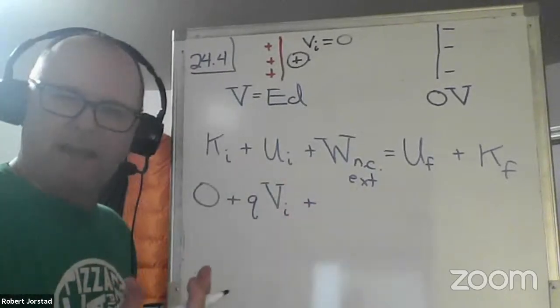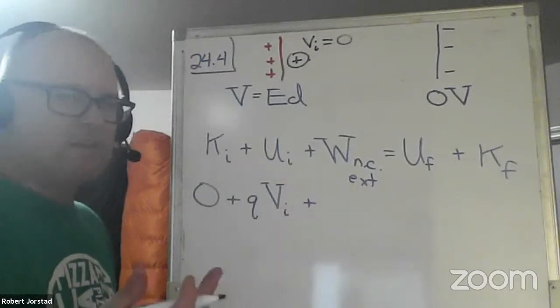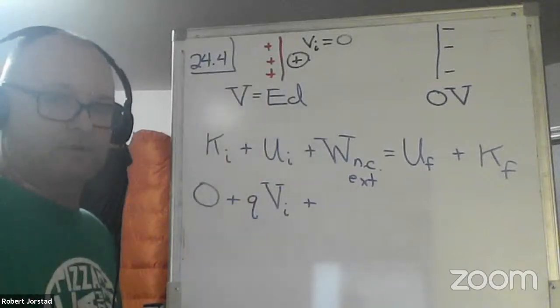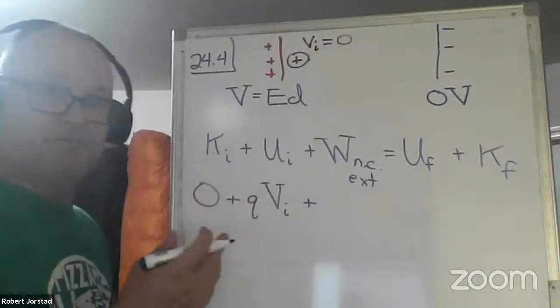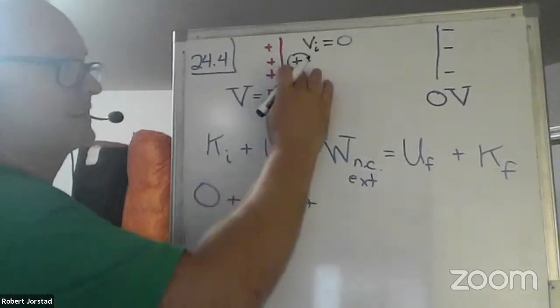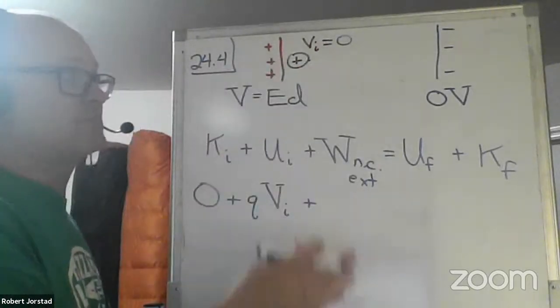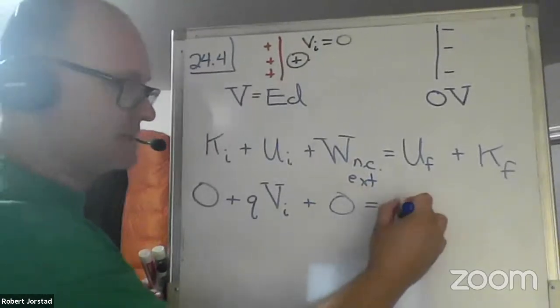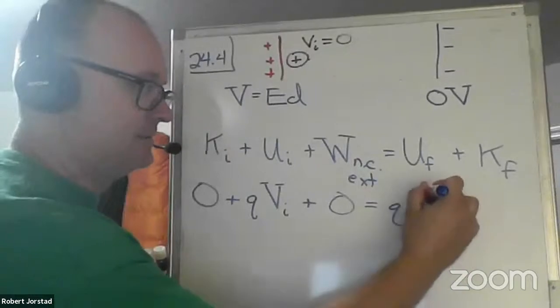Do I need to worry about gravity in this problem? What do you think about gravity acting on a proton versus a Coulomb force acting on a proton? Negligible. Yeah, gravity is completely negligible. So you might be saying, dude, you need to put in an mgh. No, it turns out the gravitational force is completely negligible compared to this massive Coulomb force. So there's 0 there. Good. This would be Q V final.